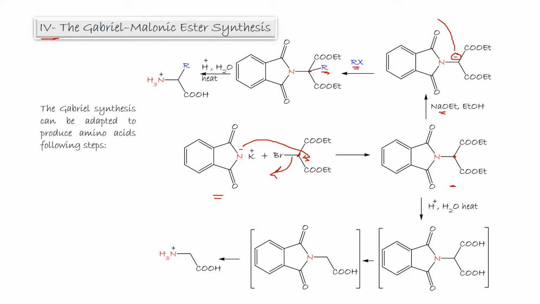Okay, so R here will get in here, a substitution reaction. Then hydrolyze with acidified water and heat. You get the amino acid. If you do it without the addition of ethoxide followed by RX, we get glycine.